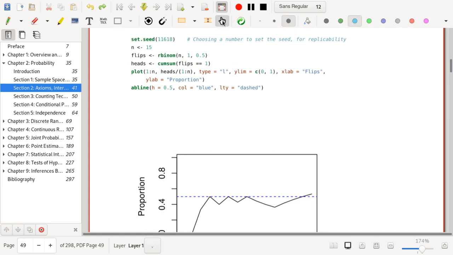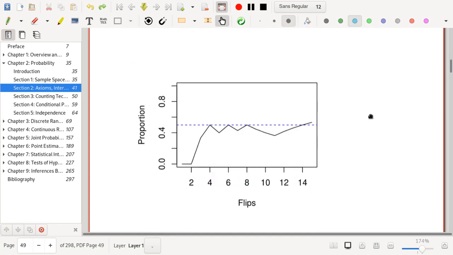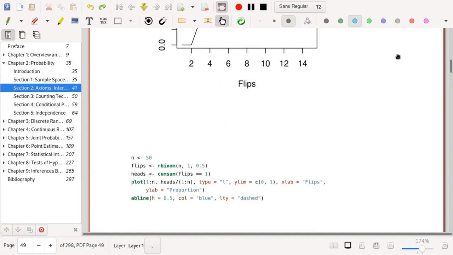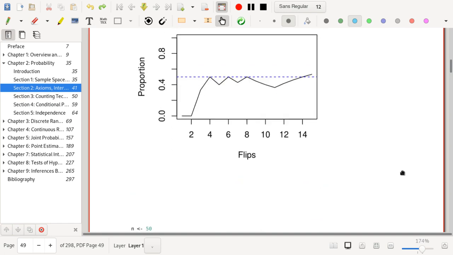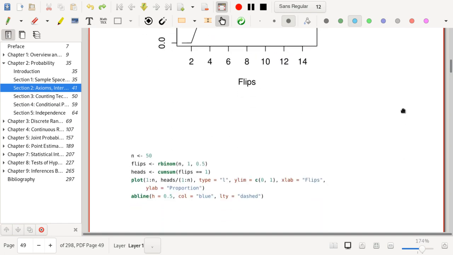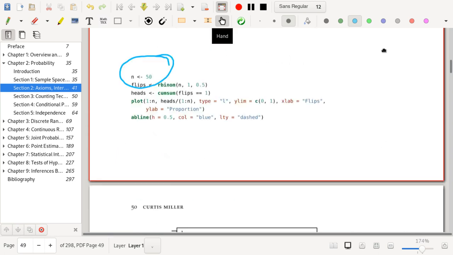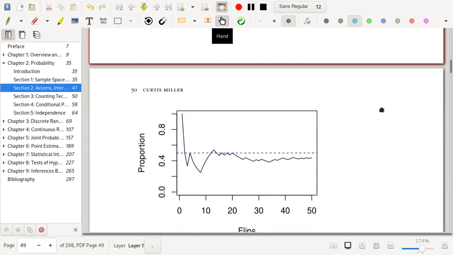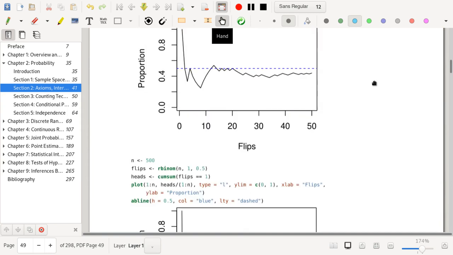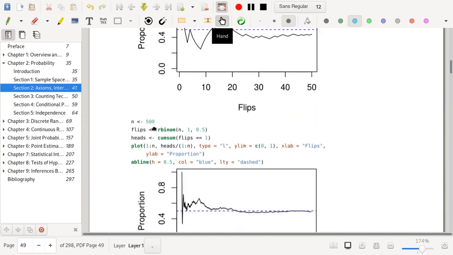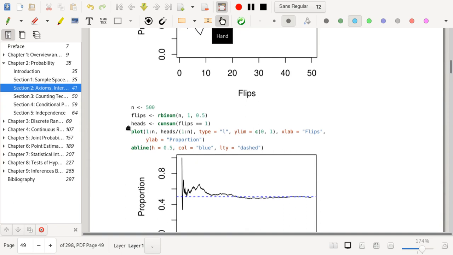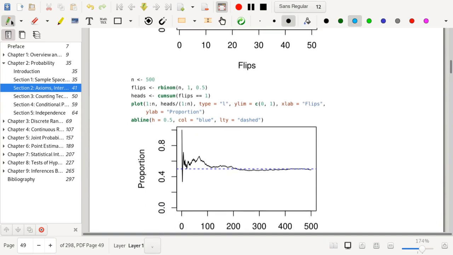So this is the case where you flip a coin 15 times and keep a running proportion of how many times you saw heads. This is what it looks like. And you can kind of see it seems to be converging around 0.5. If we repeat this experiment, but this time when n is equal to 50, what we'll see is it looks like it's getting even closer to something constant. And then if we repeat this again, but now the sample size is 500, it almost converges. It almost converges to the truth.